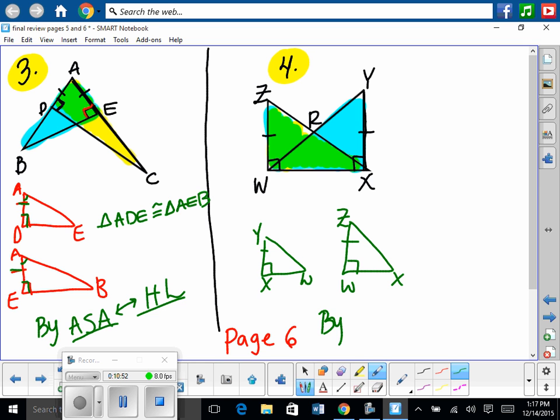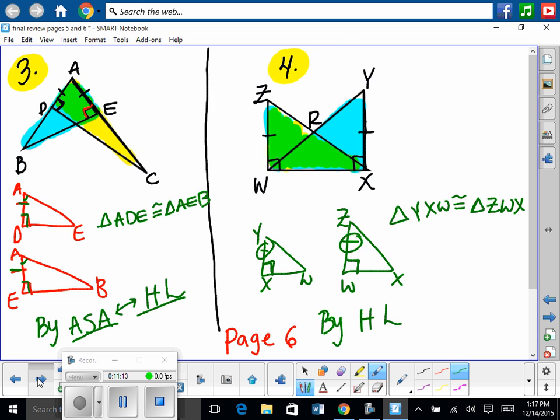So by HL, these are the same. Hypotenuse and leg, hypotenuse and leg. So we have a hypotenuse and leg in common, so by HL they're congruent. So then we can do triangle YXW is congruent to, stay consistent, get the congruent statement right, ZWX.